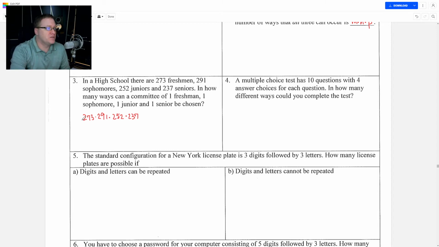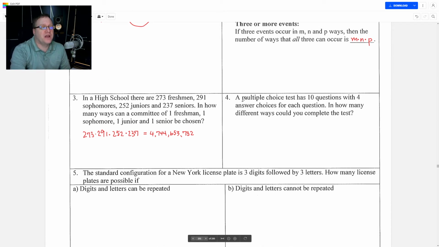So we do all these together. We just multiply them out. And it'll be a very big number. I already calculated it out. It's 4 billion. You'll need a calculator to do these. 4,744,653,732. So that's how many different ways that we can pick a committee of 4 students from these individuals.